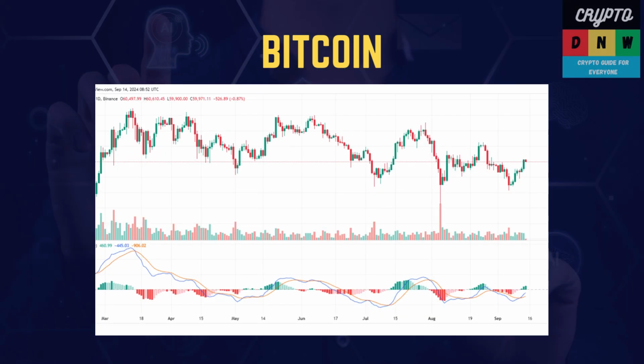Next, let's dive into the MACD chart, where we can see that the MACD line, blue, is about to cross above the signal line, orange. This potential bullish crossover is a strong buy signal, but we need to wait for confirmation. The histogram is showing smaller bars, meaning that momentum is gradually shifting toward the upside.